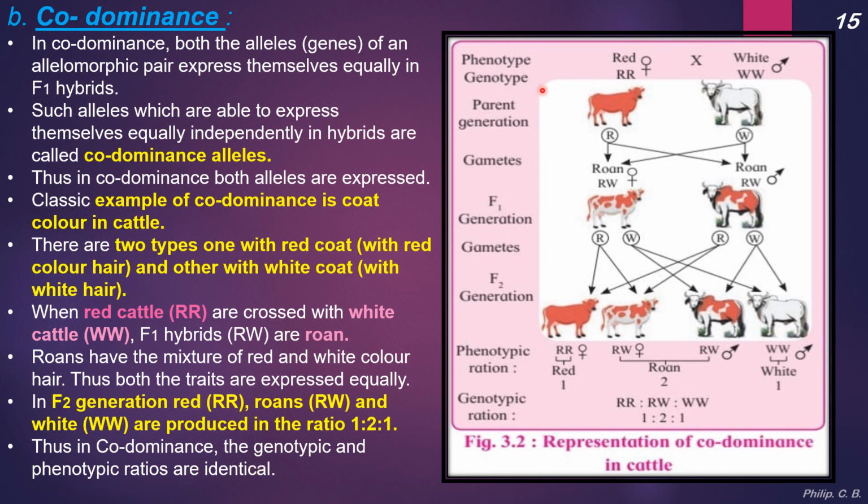So as you can see here, phenotypic ratio red, white, genotypic capital R, capital W, the gametes from the Roan RW, the gametes again capital R, capital W. In the F2 generation, when crossing takes place, one pure red RR, one RW, second RW, that is Roan, 2 in number, and the fourth one WW, which is 1 white. So the genotypic ratio is 1:2:1. So that is a representation of codominance in cattle. So we can see the difference between incomplete dominance and codominance.